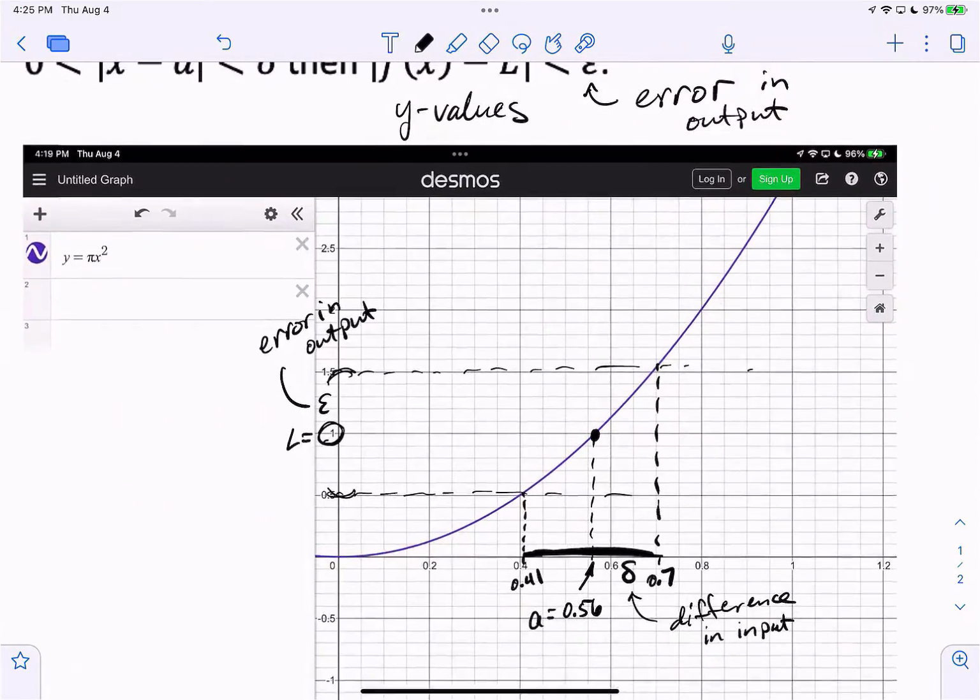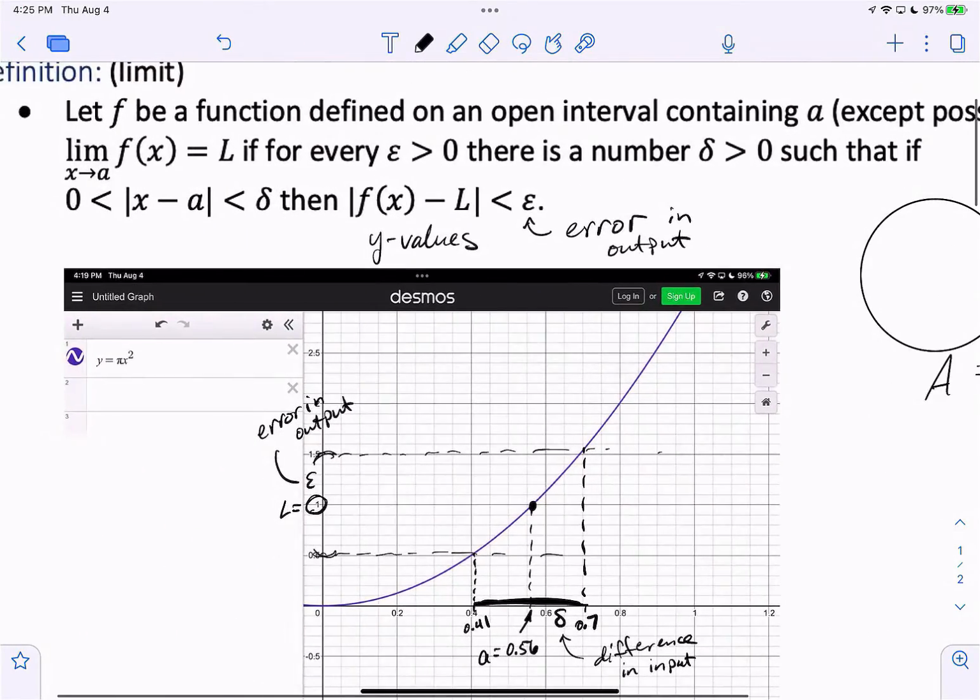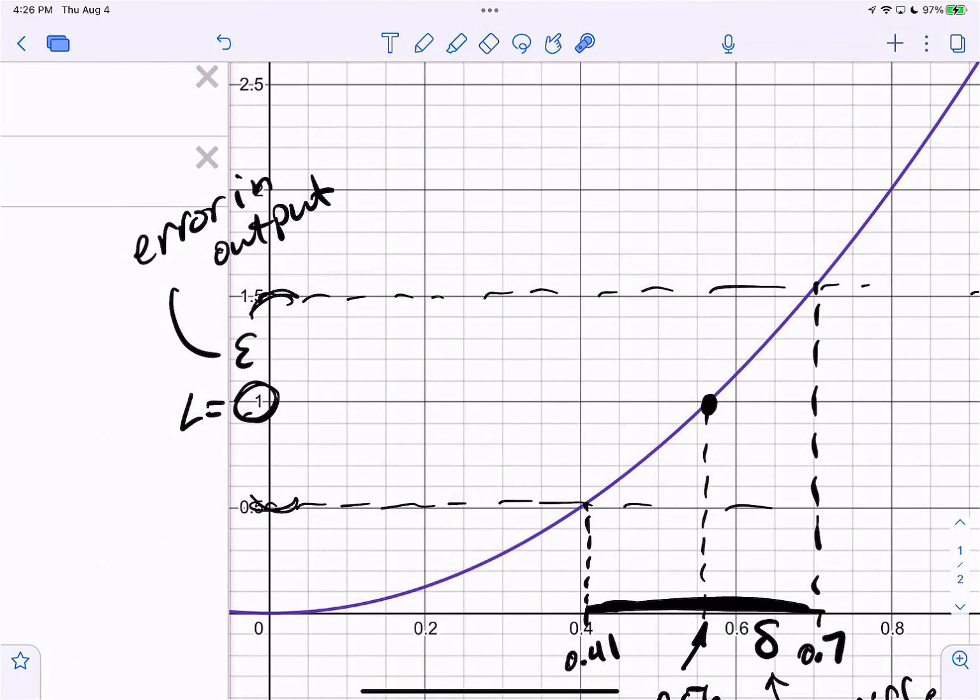Now let's go back to the definition. So what this says is, for every number epsilon, there's a number delta, such that if I'm close enough to A, right, delta tells me close enough, then my output, f of x, will be close enough to L. That's my epsilon. Now, I don't think that this really explains the definition, but we're going to keep going.